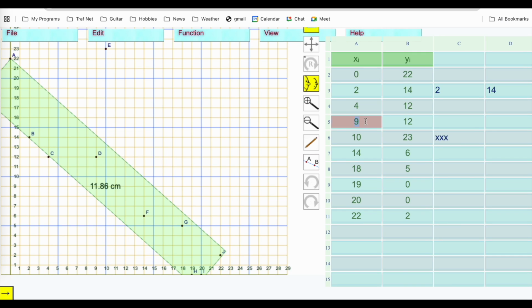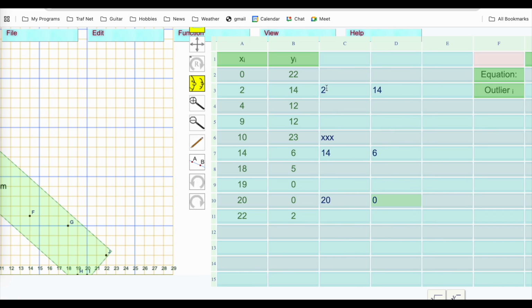The next 3 is the 9, the 14, and the 18. I'm going to put 14 as my middle value. For the Y's it's 12, 6, and 5. 5, 6, 12, 6 is the middle value. For the last 3, I have 19, 20, 22. 20 is the middle value. 0, 0, 2, 0 is the middle value.